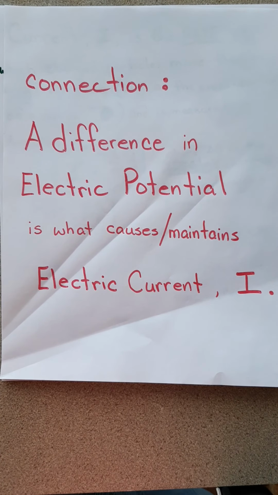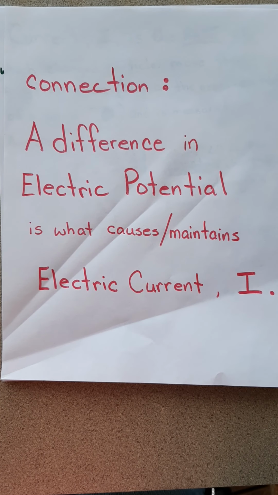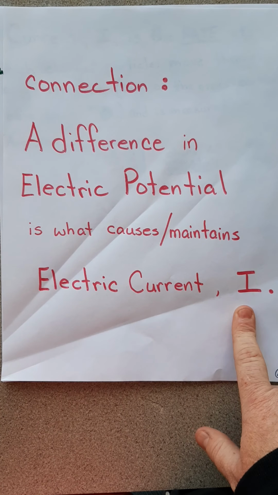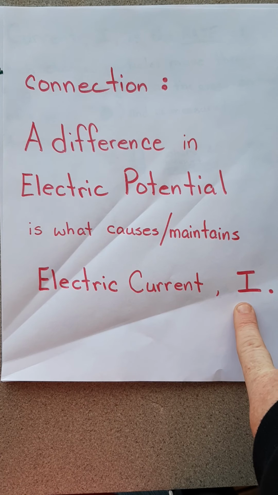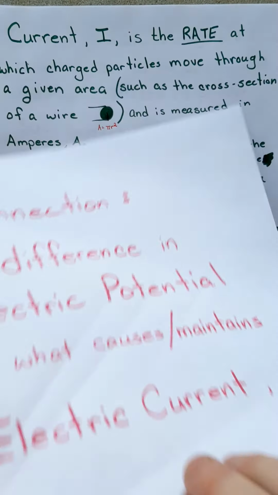Well, the difference in potential energy is what causes or maintains electric current. So we had to understand the force behind current before we can really understand what current is. You'll see here that current is represented by an I, a capital I. I'm not sure why, it just is.